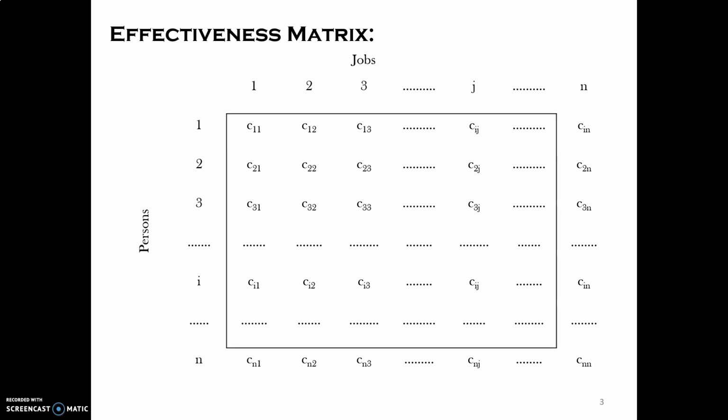So here there are n number of jobs, 1, 2, 3, j and n, and there are n number of persons, 1, 2, 3, i and n. So the cost effectiveness matrix is like this. C11 is the cost of the first person performing job number 1, and C12 is the cost of the first person performing the second job. Similarly, C13 is the cost of the first person performing the third job. So this is how a cost effectiveness matrix or an assignment problem looks.